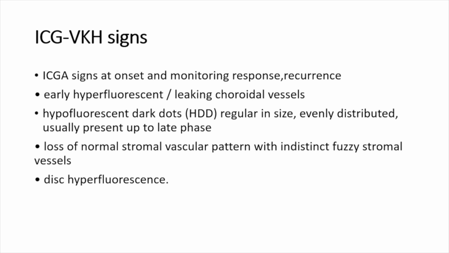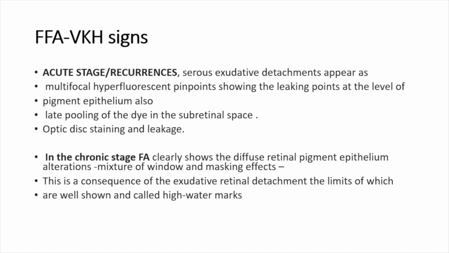So in ICG, the VKH signs will be early hyperfluorescent leaking choroidal vessels, hyperfluorescent dark dots, and loss of normal vascular pattern marked by indistinct fuzzy stromal vessels, and there is disc hyperfluorescence. In FFA, in the acute stage, there is serous exudative detachment, which is shown by multifocal hyperfluorescent pinpoint leaking points, and there is late pooling of the dye.